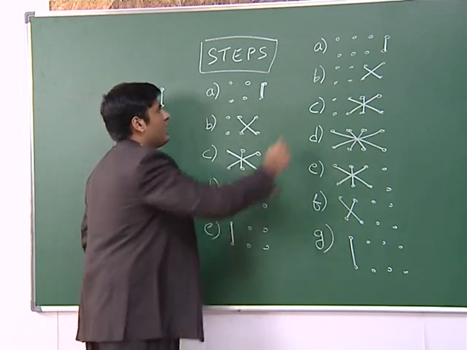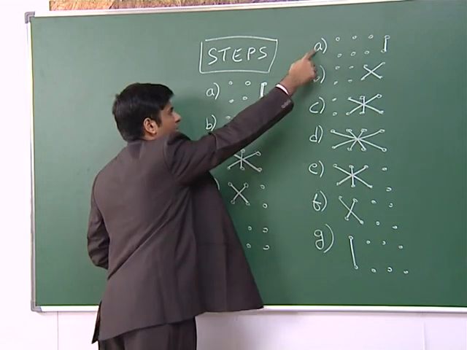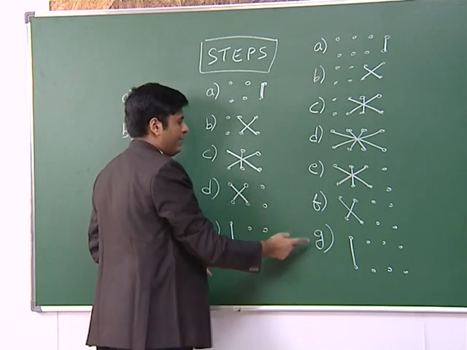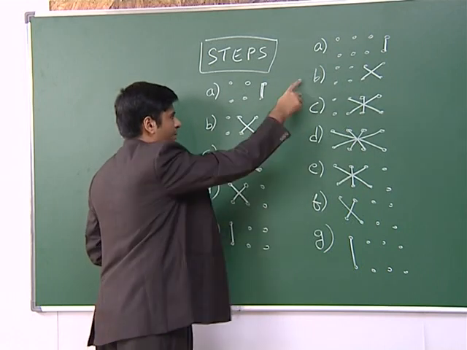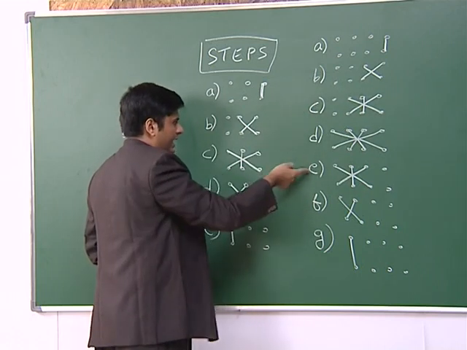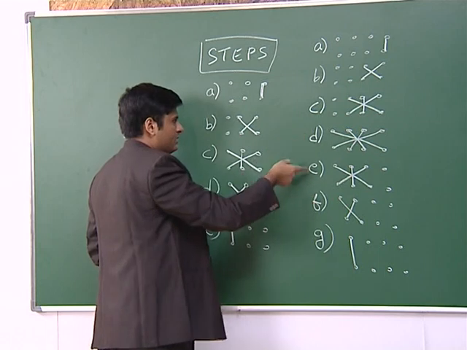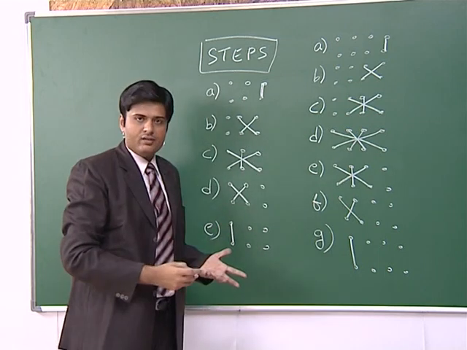Here you can see A and G are mirror images of each other. They are opposite pairs. B and F, second and second last are mirror images. C and E, third and third last are mirror images. And D is a central figure.